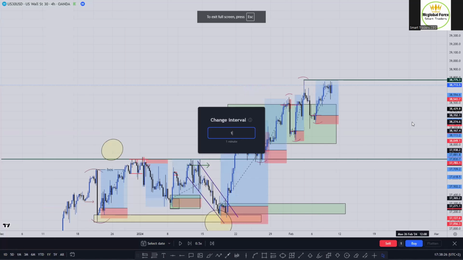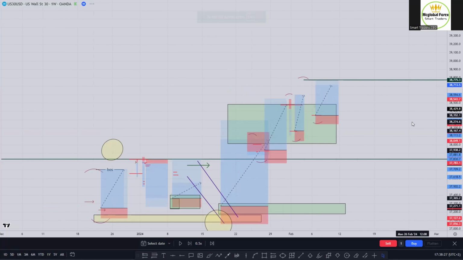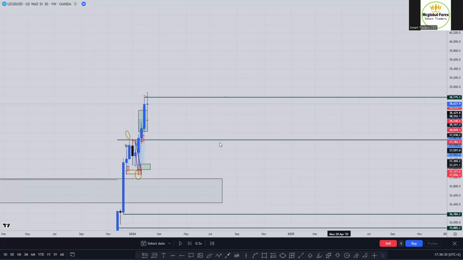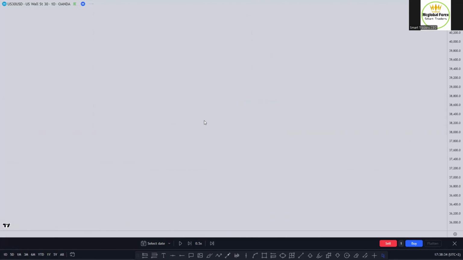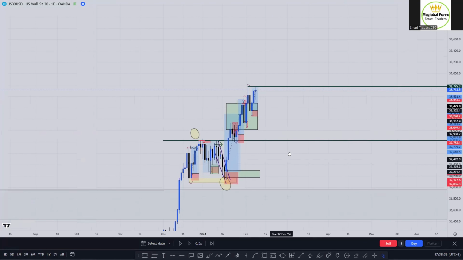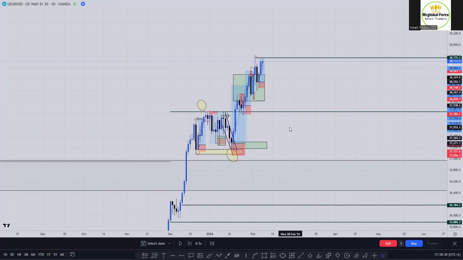Right, going back to my structure. If you observe this structure, let me go to the weekly. If you go to the weekly like this, we are still bullish. And even if you go down to the daily, you can also see that we are still bullish, overall still bullish. But even so, we are not confused of structure, where we are coming from and where we are going.